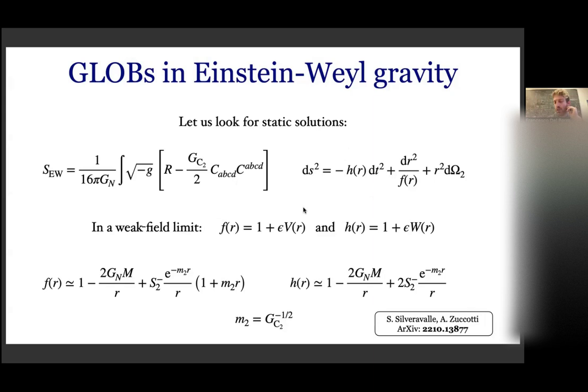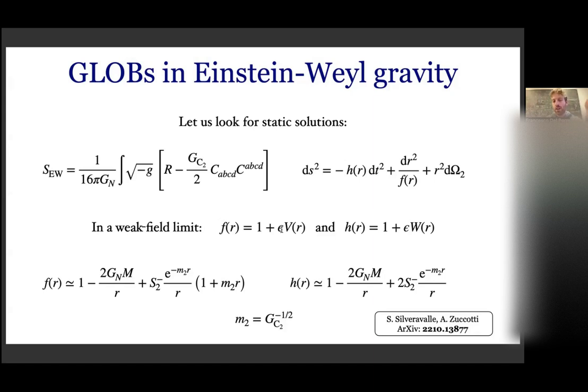How did they do that? They worked in a weak field limit to look at the shape of the metric far away, in the region where the spacetime is almost asymptotically flat. So with f(r) and h(r) basically being 1 plus a correction of order of this parameter epsilon, and solving the problem at a linear level in epsilon.